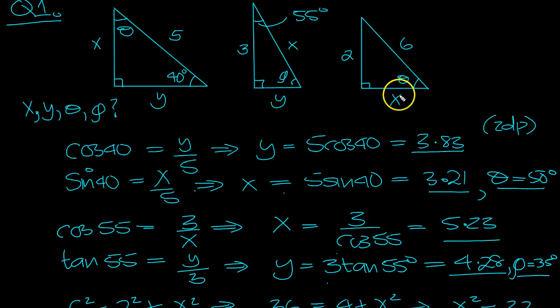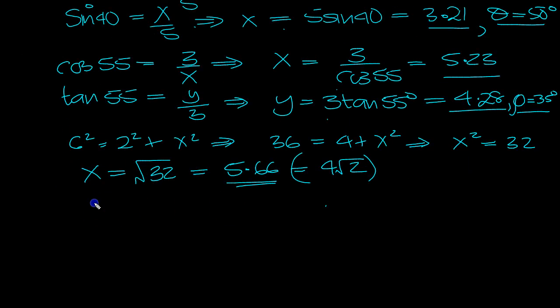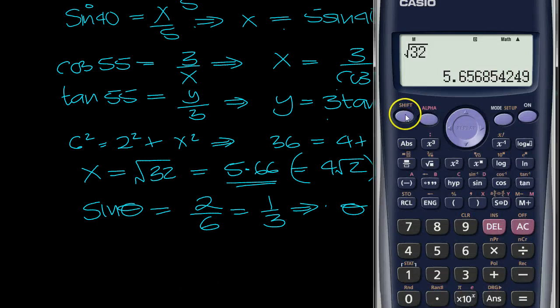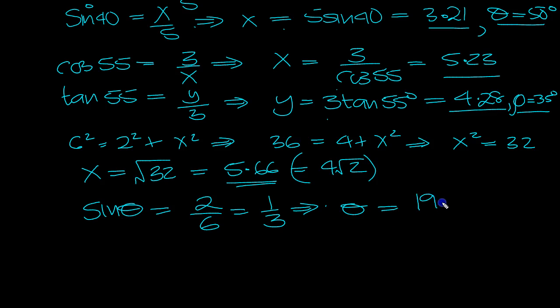Now we need theta, don't we? And we can use sine, because that's opposite over hypotenuse, nice and easy. Sine theta was the 2 over the 6, wasn't it? Which is a third. So theta is equal to shift sine of a third. Inverse sine of 1 divided by 3. 19.47 degrees.